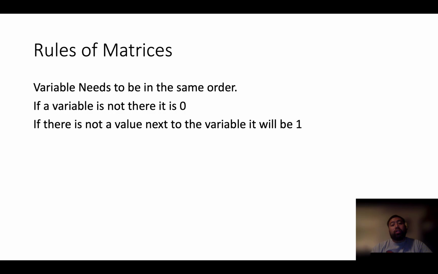All right, let's talk about rules of matrices. The first rule is the variable needs to be in the same order. If a variable is not there, it's a 0. And if there's not a value next to the variable, it will be a 1. I want you guys to write these on your notes so you can refer back to them later.